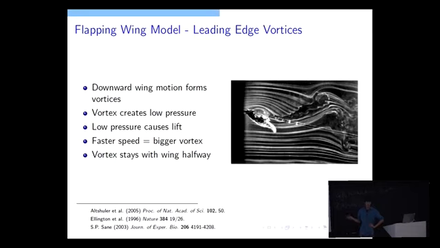This vortex causes a low pressure, again by Bernoulli's principle, and this low pressure causes the lift. The faster the wing motion is, the bigger this vortex is going to be. An interesting thing here: you see in this diagram that the vortex is not very closely attached to the wing. The vortex actually stays with the wing about halfway, and then it leaves it a bit. I'll talk about that a little more in a second.